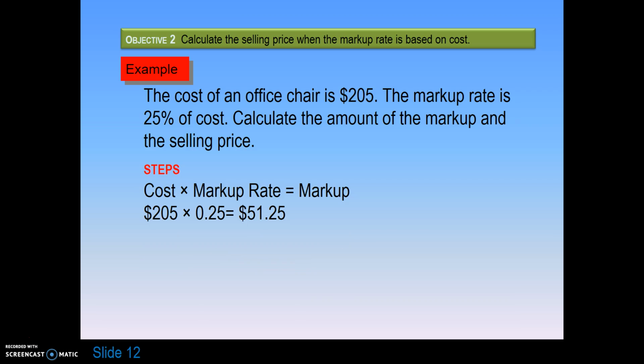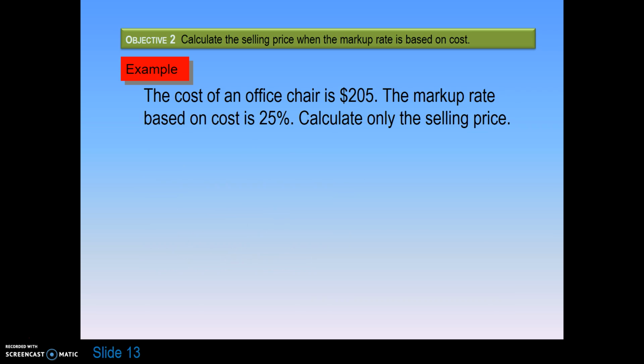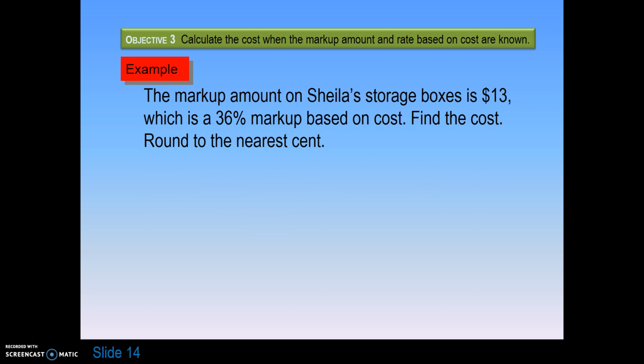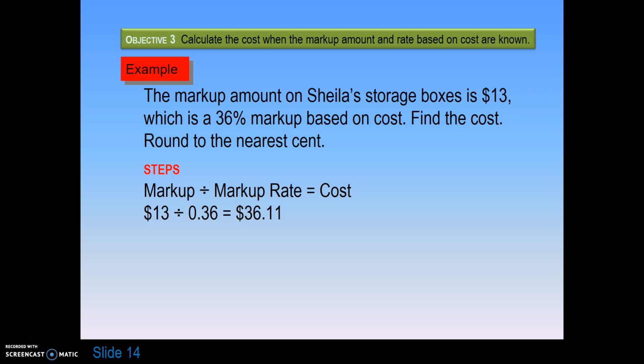Now on to objective 3. Objective 3, calculate the cost when the markup amount and rate based on cost are known. So the markup amount on Sheila's storage boxes is $13, which is a 36% markup based on cost. Find the cost, round to the nearest cent. Markup divided by markup rate is your cost. So $13 divided by 0.36, our cost is $36.11.